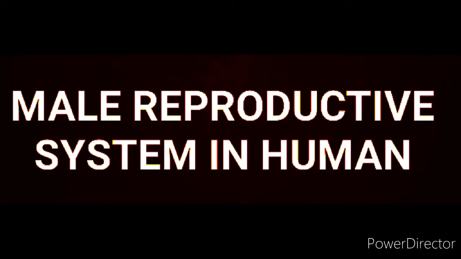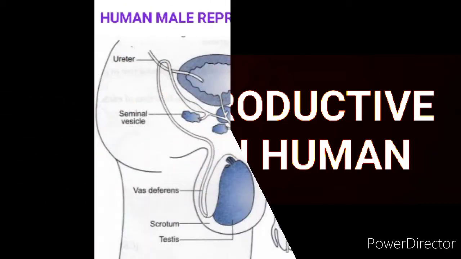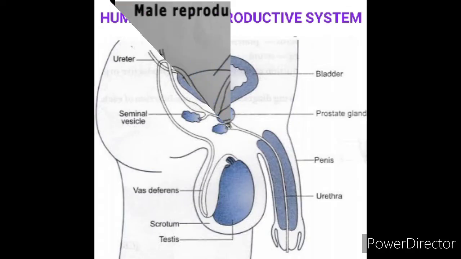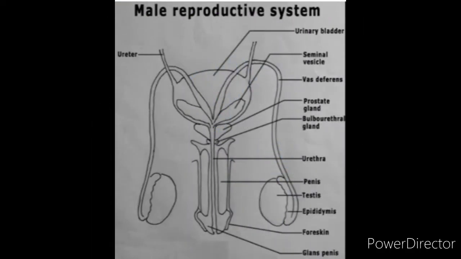Now I am going to explain to you about the human male reproductive system. The male reproductive system produces the germ cell called sperm. It has to be transported into the female reproductive tract so that fertilization will take place with the egg cell.